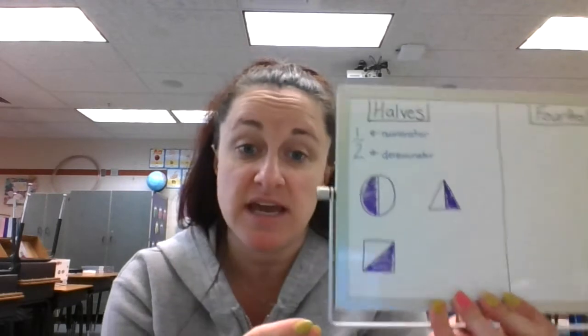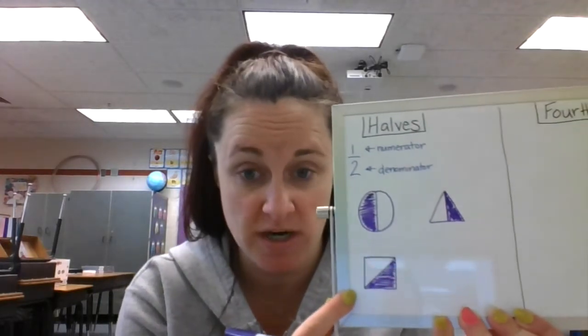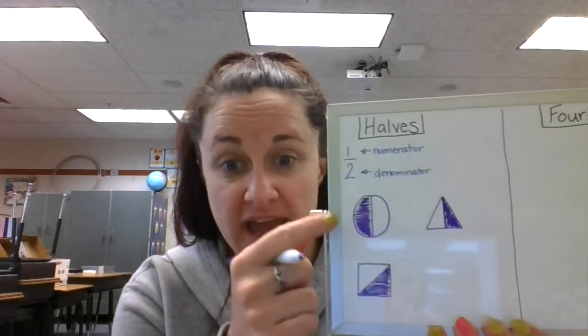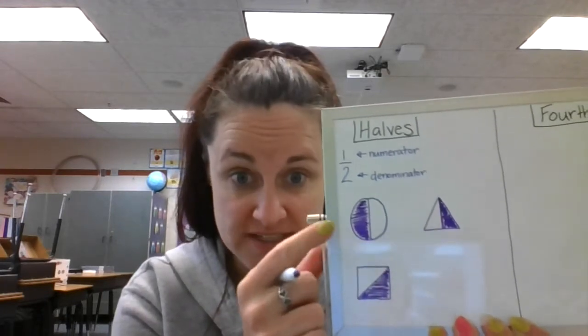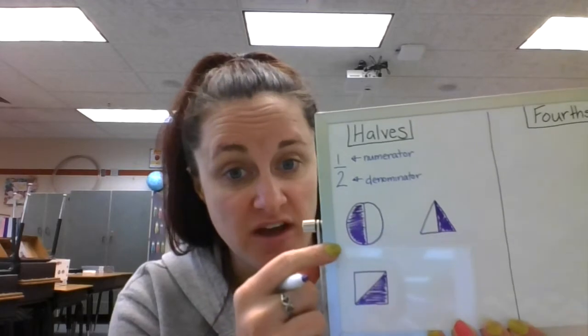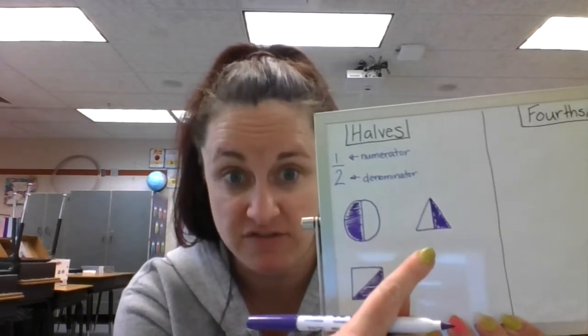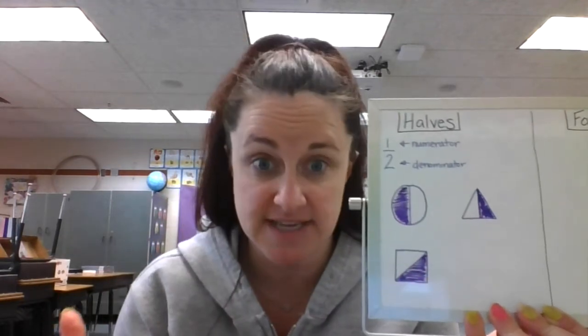So I could say here that one half of my square is purple and one half of my square is white. One half of my circle is purple and one half of my circle is white. One half of my triangle is purple, one half of my triangle is white. That's halves. Now let's move on to fourths or quarters.